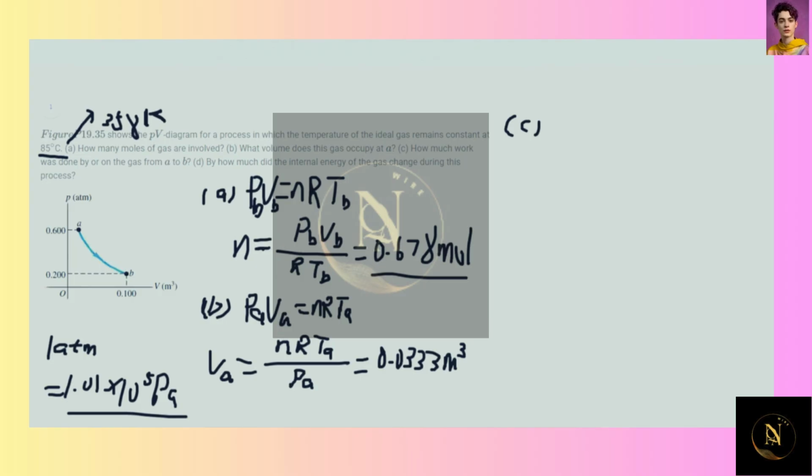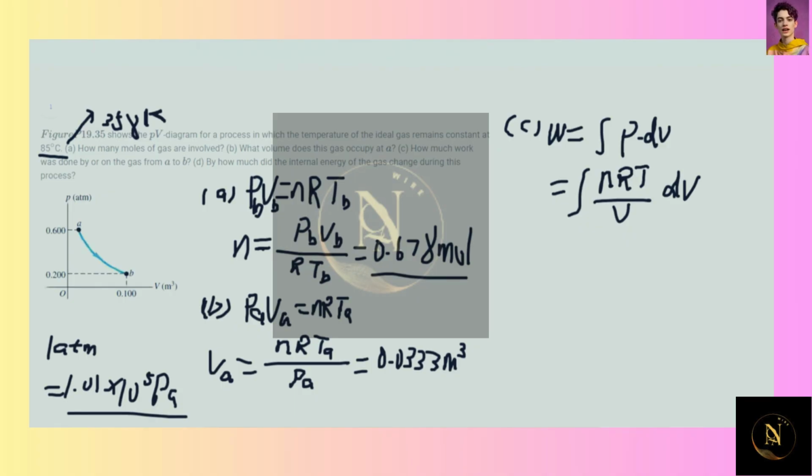And part C is we want to find out the work done by the gas in this process. Because this is the isothermal process, the work, according to the definition, is the integral of PdV, and P is simply nRT over V. This comes from the state equation, PV equals nRT.